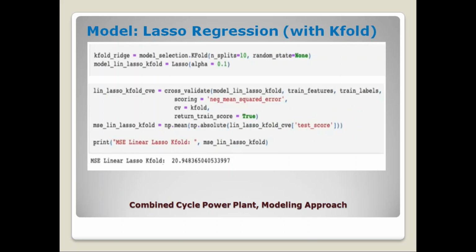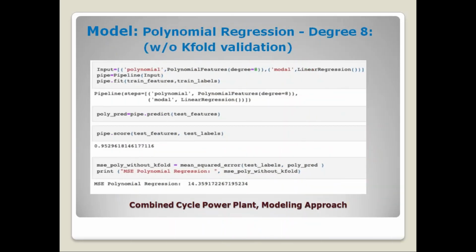Now let's try the lasso regression model with k-fold validation. Here we observe that the MSE is 20.948365 and a few more decimals ahead. Going ahead, we have tried a polynomial regression model.